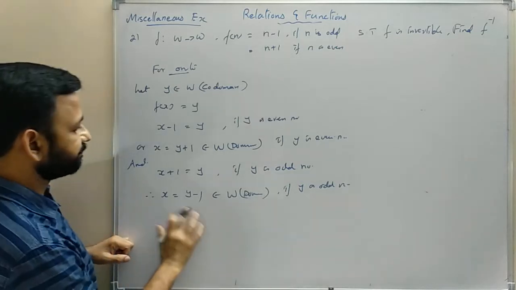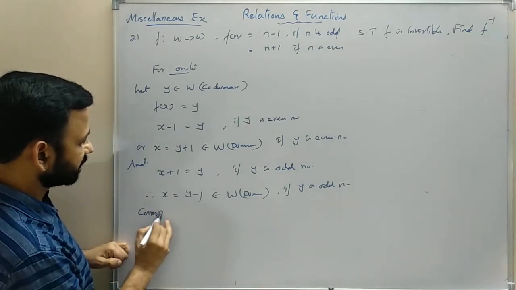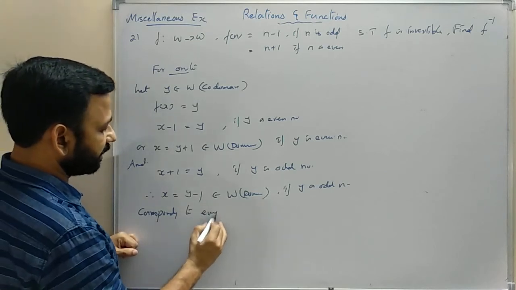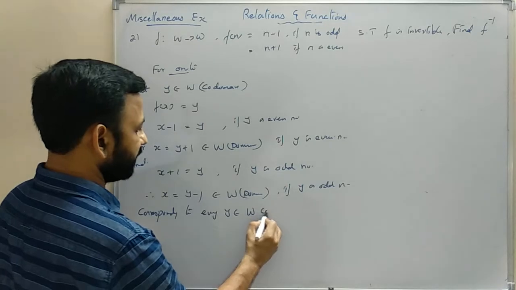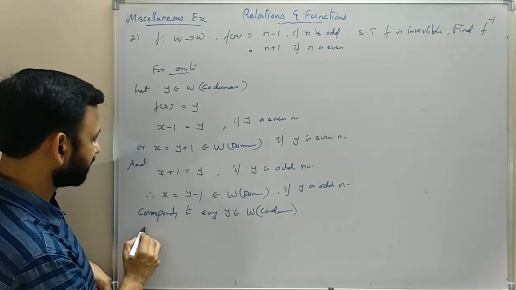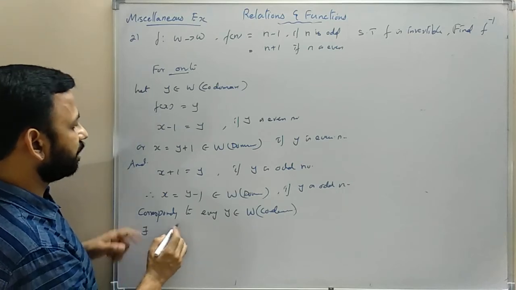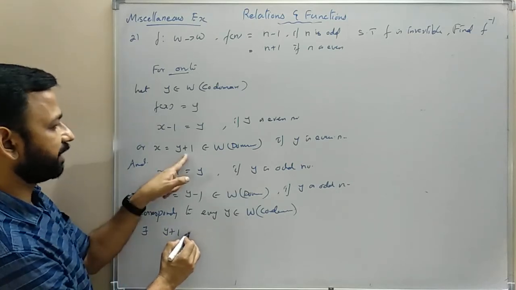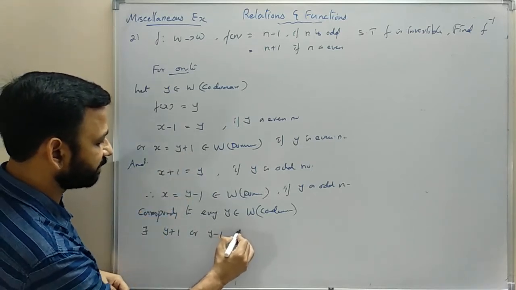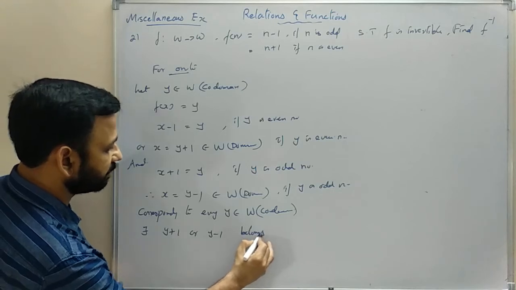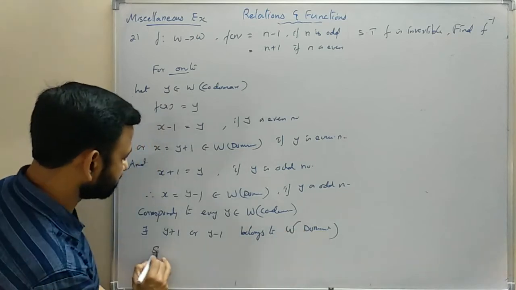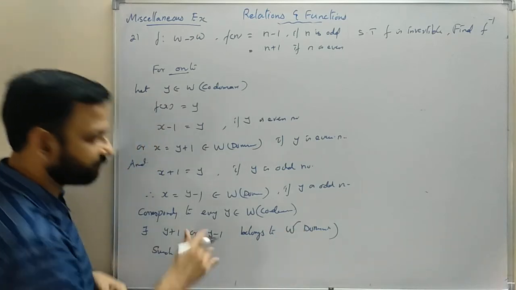So we can say that corresponding to every y belongs to the codomain, there exists y plus 1 or y minus 1, which belongs to W, that is the domain, such that f of x is equal to y.